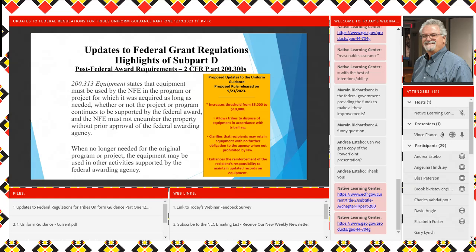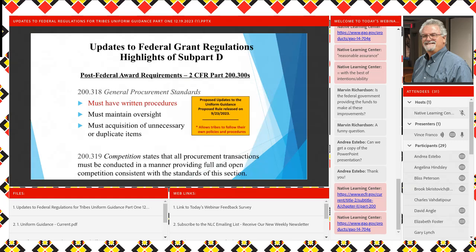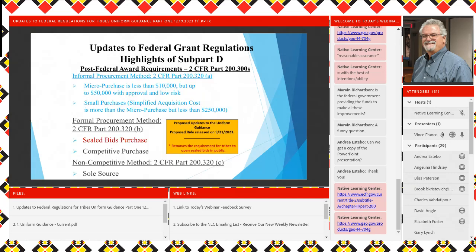But know that it might go up to 10. Okay. General procurement standards. No real change in this whole area with the exception of one thing. And must have written procedures. That's not a change. Well, let me see if I can find it. Here it is, highlighted in red.